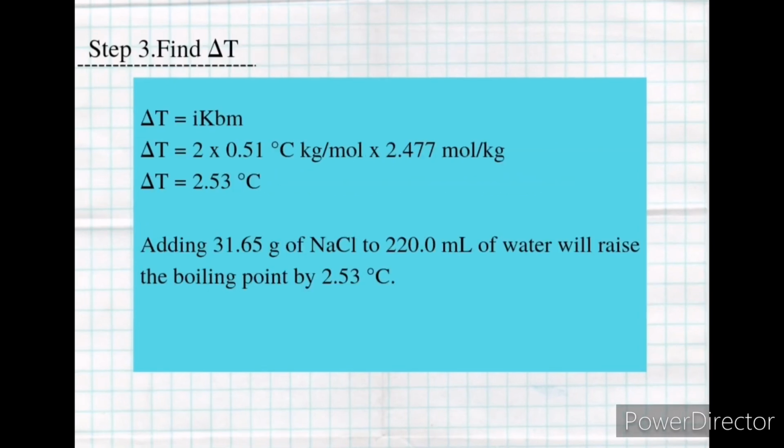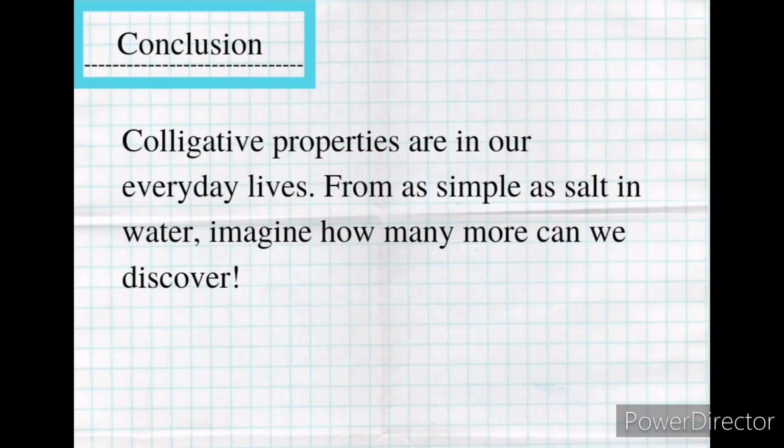And finally, we can now find the change in temperature. After we input the values, 2 times 0.51 degrees Celsius kilograms over mole times 2.477 moles per kilogram, we get 2.53 degrees Celsius. We can now conclude that 31.65 grams of sodium chloride added to 220 milliliters of water will raise the boiling point by 2.53 degrees Celsius.